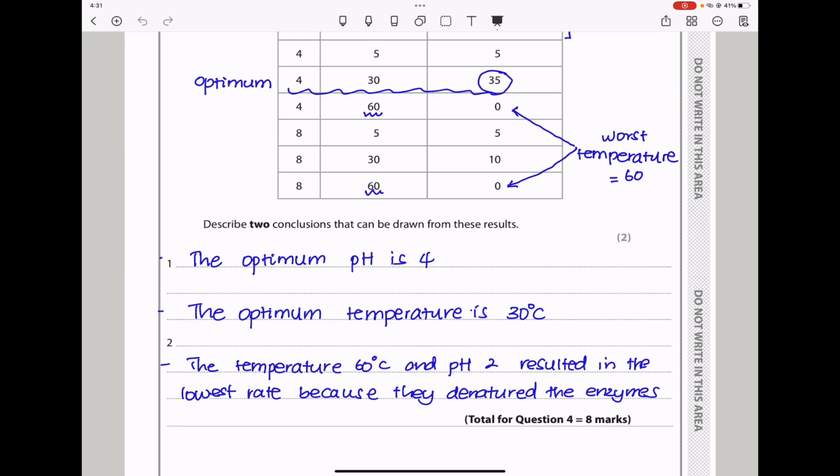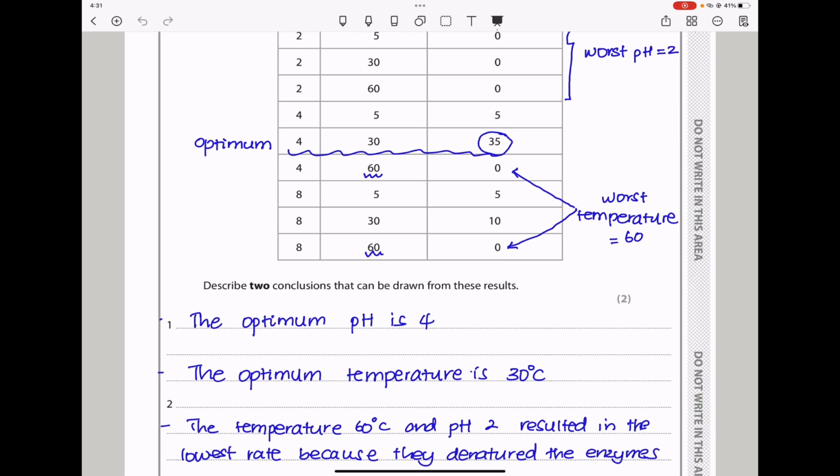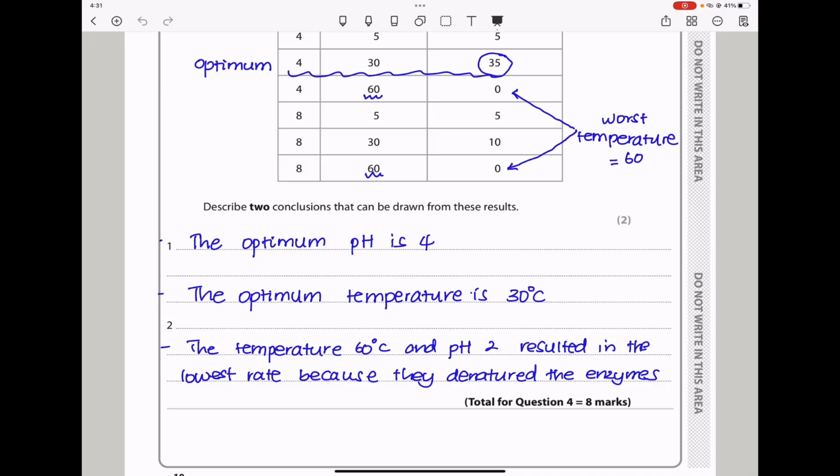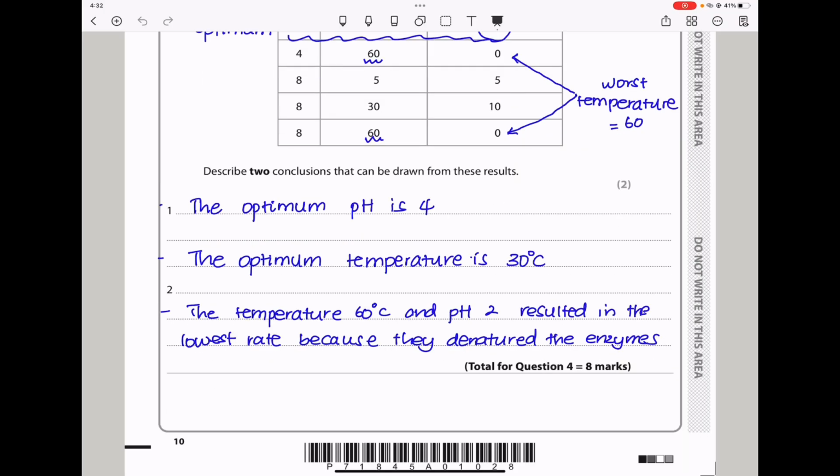I said, from these results, the optimum pH is pH 4 and the optimum temperature is 30 degrees. We can see that here. These are the optimum conditions because they had the highest rate. And then the temperature, 60 degrees, and pH 2 resulted in the lowest rate because they denatured the enzymes. So this brings us to the end of question 4. Let's continue to question 5.